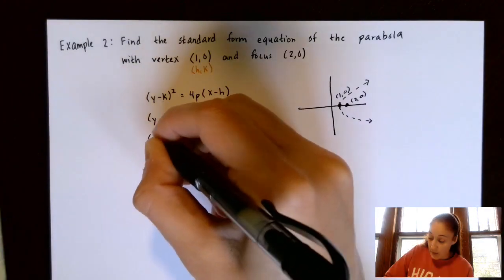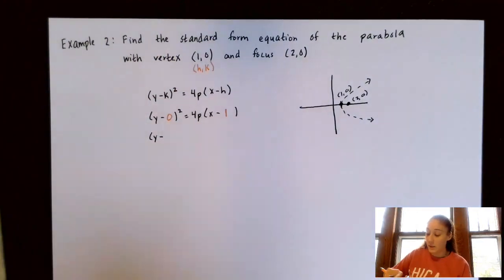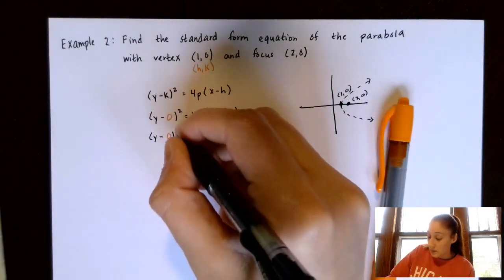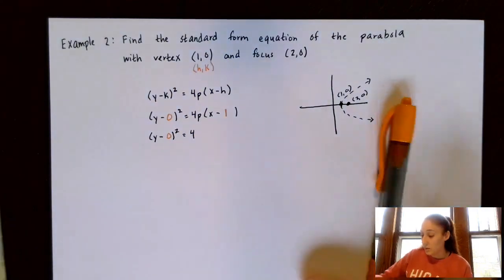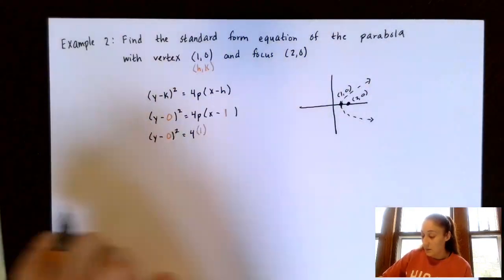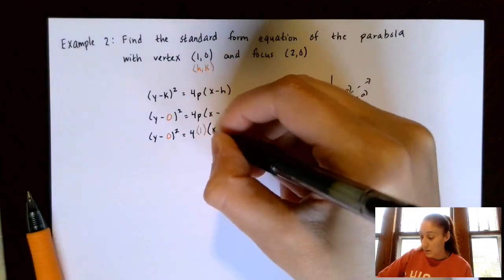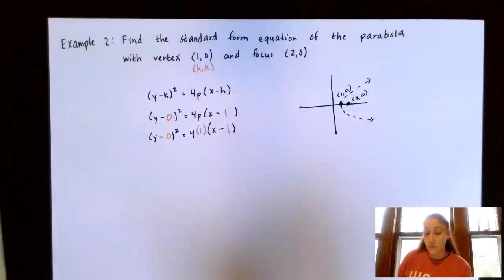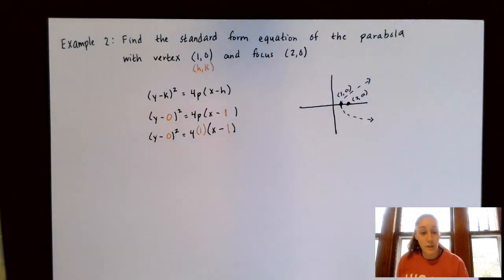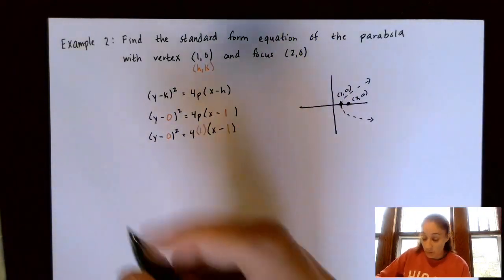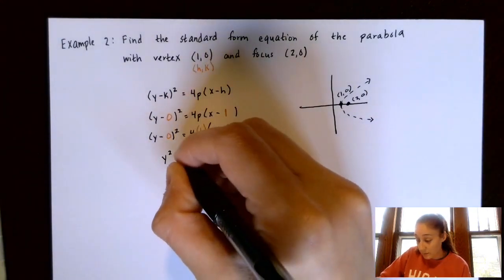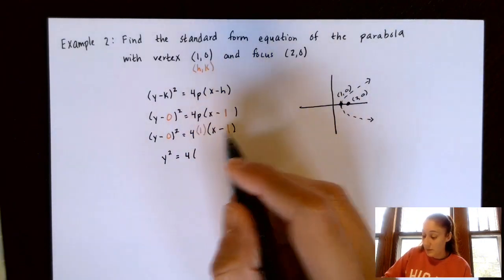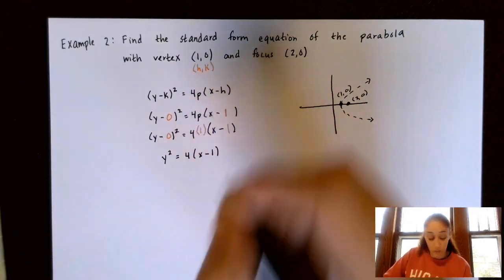We have y minus... let me just plug everything in so that you guys can see really clearly. Some of this might be very new for some of you guys. So we have (y - 0)^2 = 4(1)(x - 1). Now let's go ahead and just do the math. y minus 0 is y, so we have y squared. 4 times 1 is 4. And then we have x minus 1.